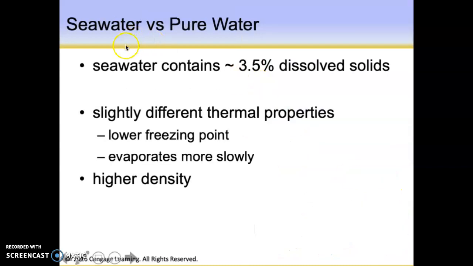So, some comparisons of seawater versus pure water, because we've just been talking about water in general, but seawater is not pure water. Seawater contains, as we'll find in the next chapter, about 3.5% dissolved solids. And the presence of dissolved material in seawater is going to change some of these characteristics. The freezing point will be a little bit lower. It's going to be a little bit more difficult to evaporate seawater compared to pure water. Salty water also has a higher density than pure water. So these characteristics are, again, a little bit different than pure water.